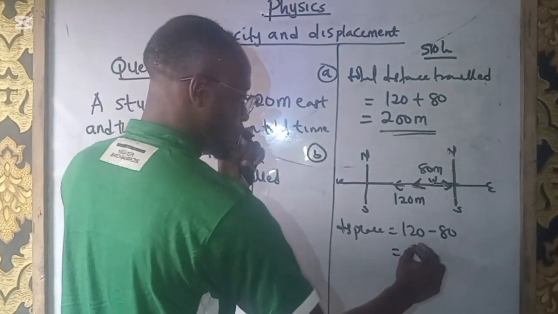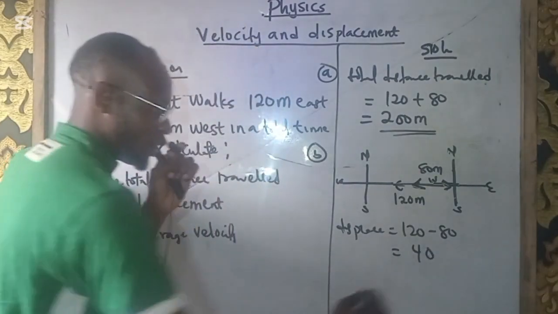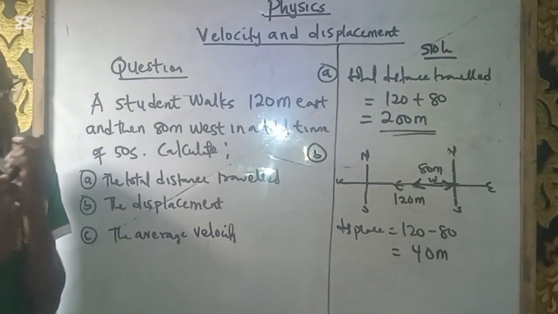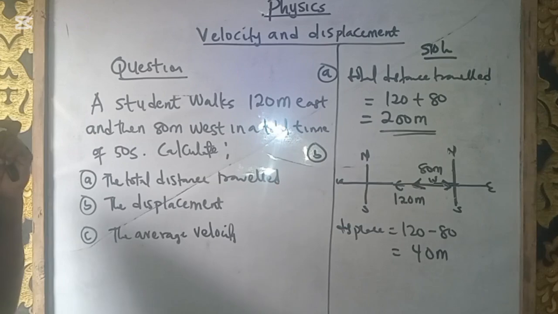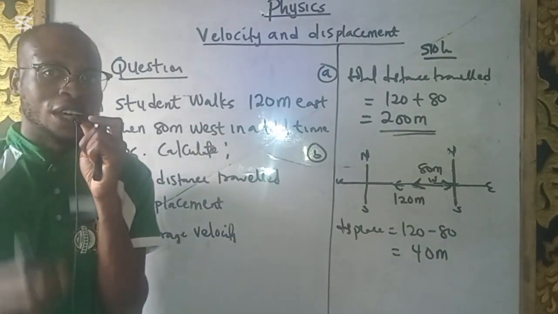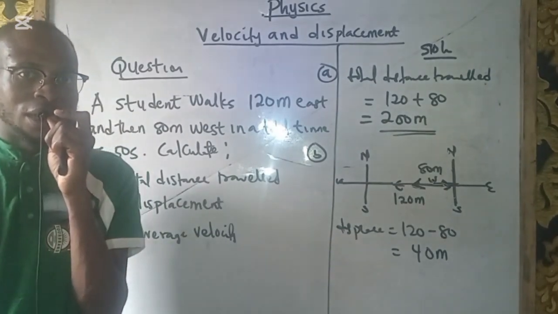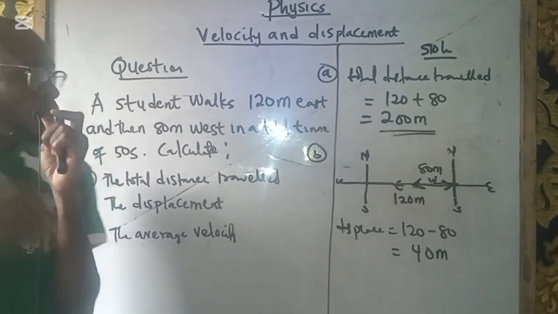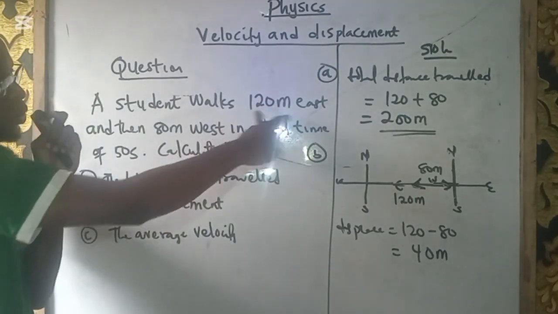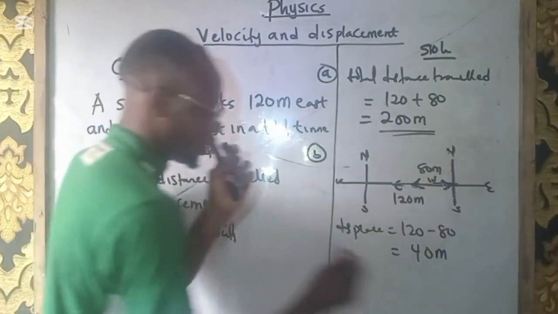So that will give you what? 40 meters. But students will also be confused in this case. What of the direction? How do we get our direction? Of course, we have east and we have what? West. You always go with the direction that has more magnitude. That has higher magnitude. Let me just put it that way. Between 120 and 80, which one is higher or which one is bigger? It's 120. What's the direction there? East. So just place your east there.